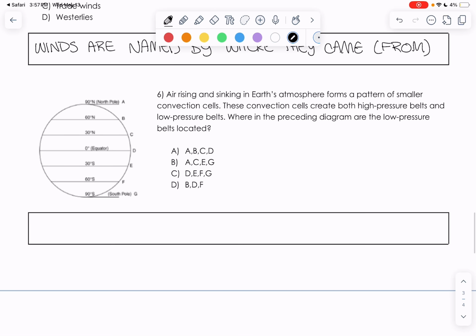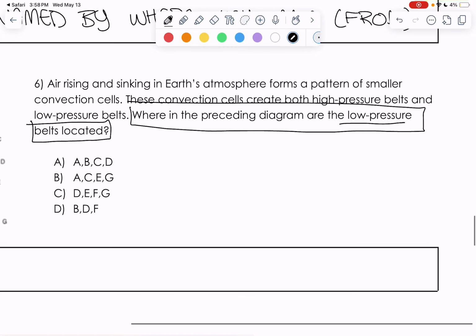And number 6, air rising and sinking in Earth's atmosphere forms a pattern of smaller convection cells. These convection cells create both high pressure belts and low pressure belts. Where in the preceding diagram are there low pressure belts located? So pressure, again, has to do with temperature, and we want to know about low pressure. Well, I know that low pressure means that the air particles are going to be far away, so I'm looking for where it is hot.